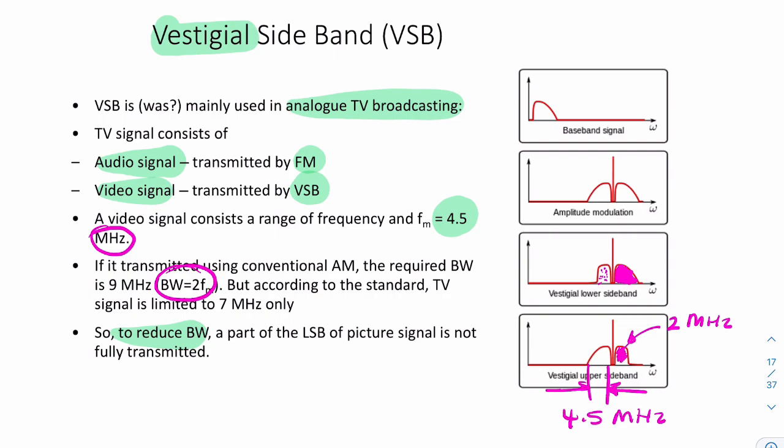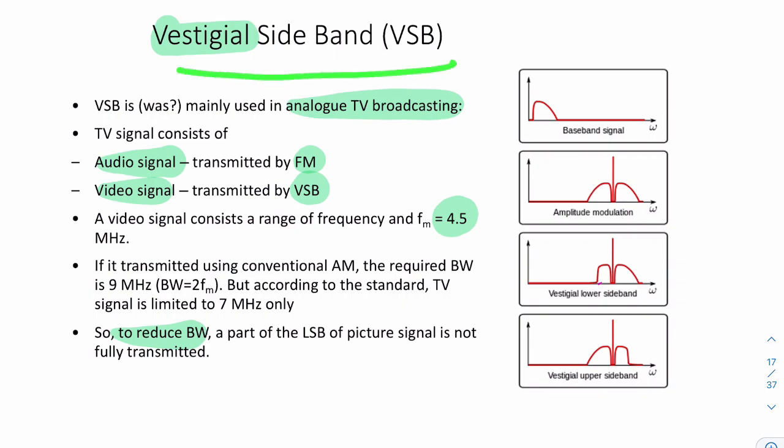Okay, so how much is retained will depend on the filter and on the application and on the particular TV signal. And whether we use the upper or the lower sideband will also depend on several factors. But the point we need to understand about vestigial sideband is that we have one sideband and a partial second sideband.